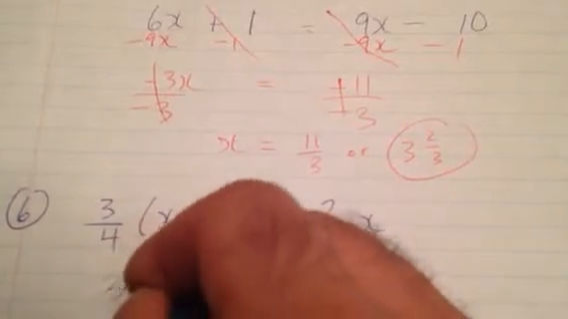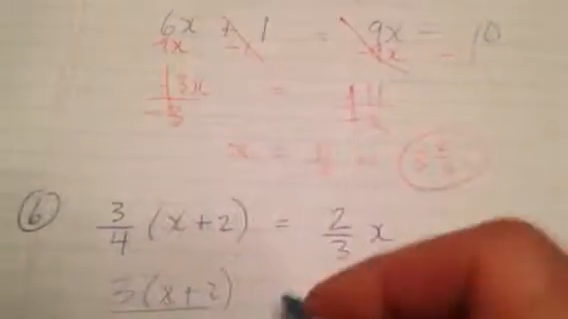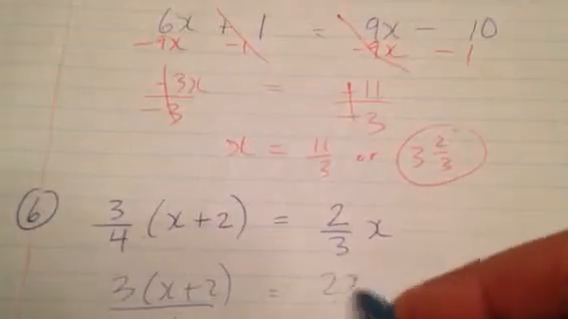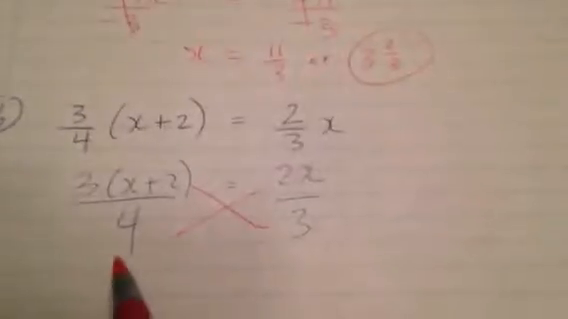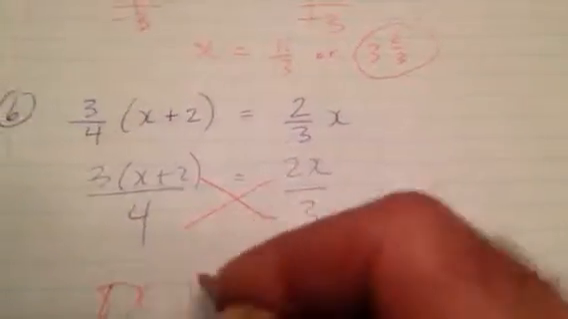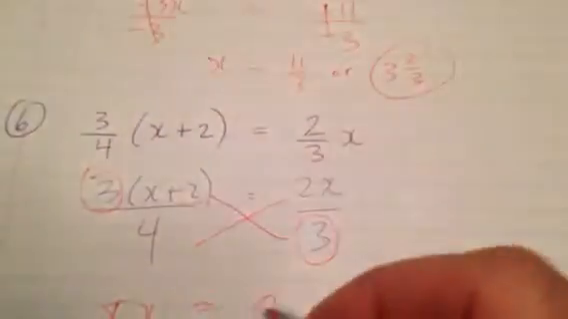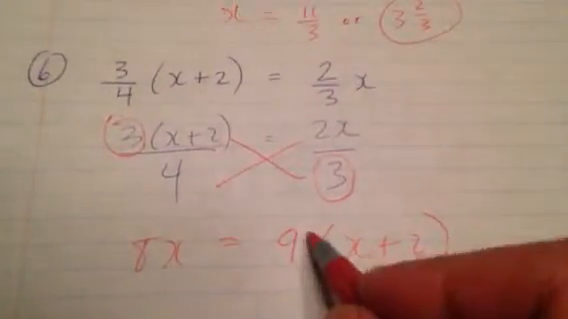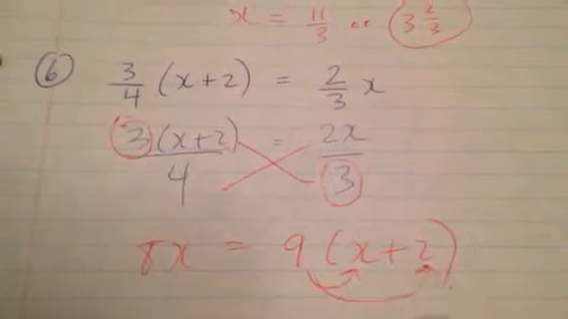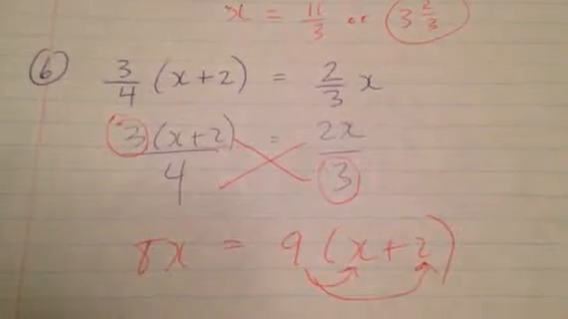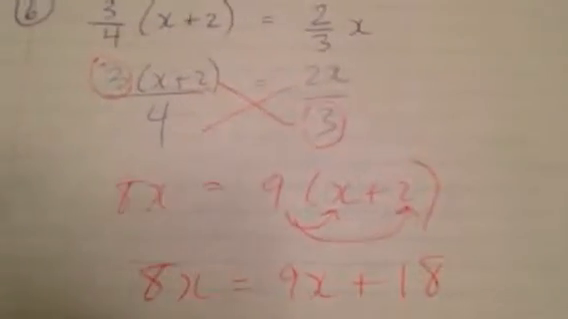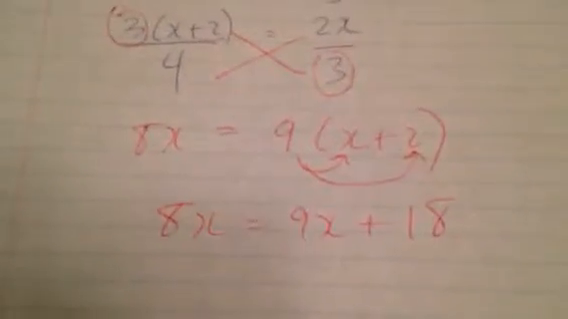Okay? And you can see here, move that x plus 2 up with the 3. We get 3 bracket x plus 2 over 4 equals, put that x up with the 2, 2x over 3. Can I cross multiply? Yes, I can. So 4 times 2x, 8x. 8x equals 3 times, and if you remember from a previous lesson, this 3 will only multiply this 3, leaving that. So we get 9 bracket x plus 2. I still have to multiply this 9 by this x and this 2. 8x equals 9x plus 18. And I think from here, you can probably figure it out as I'm running out of time.